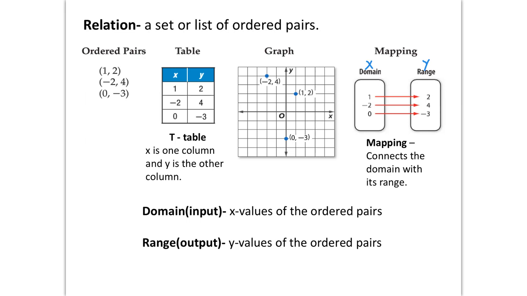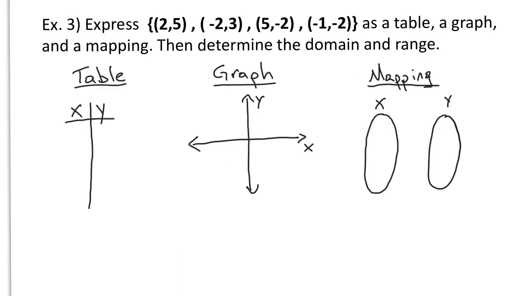So that's how you can represent a relation. Now keep in mind, a relation is just a set or a list of ordered pairs, but you can have your regular parentheses ordered pairs, we can have tables, we can graph those ordered pairs, and we can do mapping. So we're going to practice. I'm going to give you a relation, just a list of ordered pairs, and we are going to represent those in different ways so we can actually know what they look like.